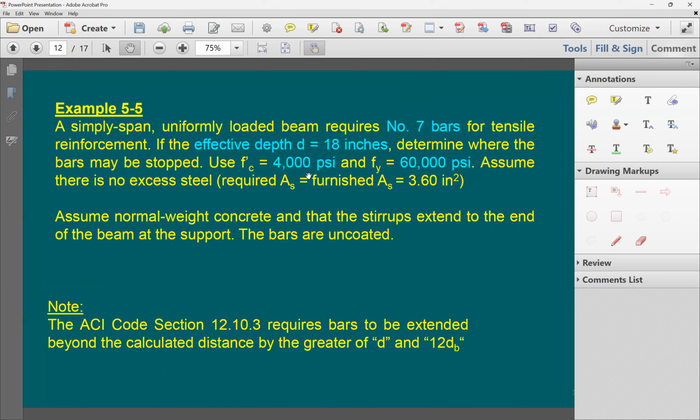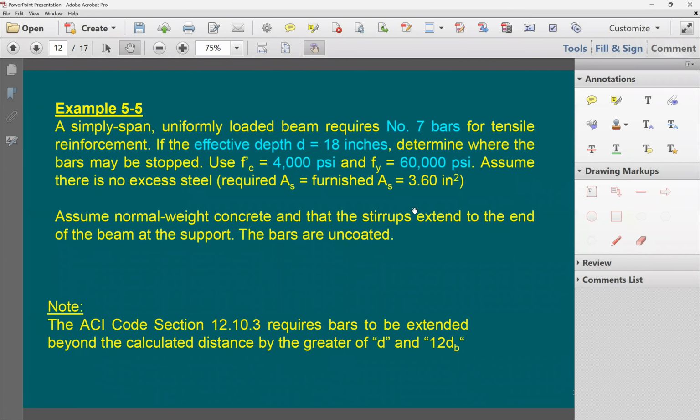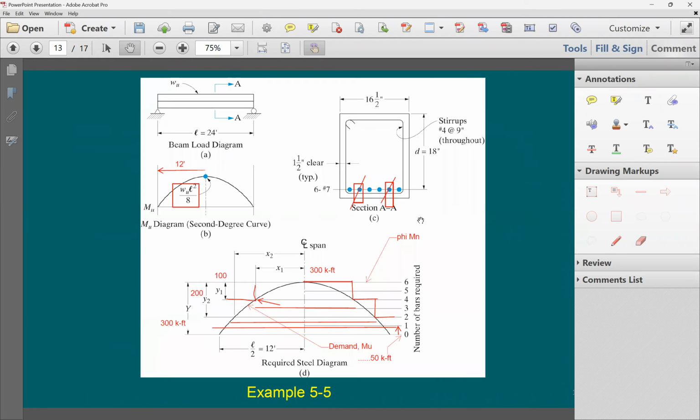So in this example, it says that you need some number 7 bars. And they give you some basic information about the problem. 15 inch for the depth, and this section is given to you, right? And say the amount of As needed is going to be the same as the amount As provided. Your demand is exactly equal to capacity. When you look here at this beam, look at this moment diagram, this is what you call here demand. This is going to be M sub u, correct?